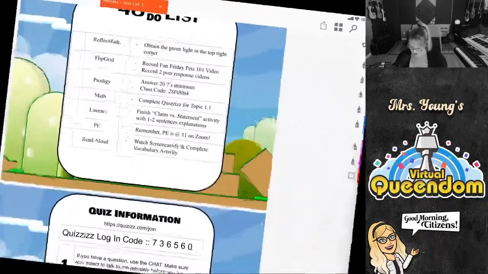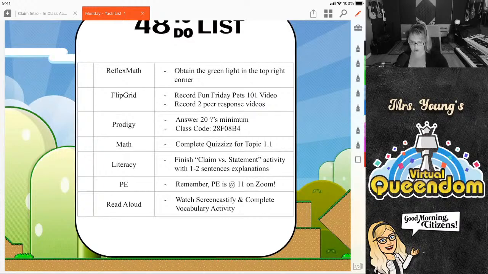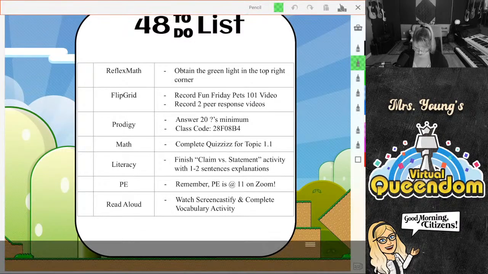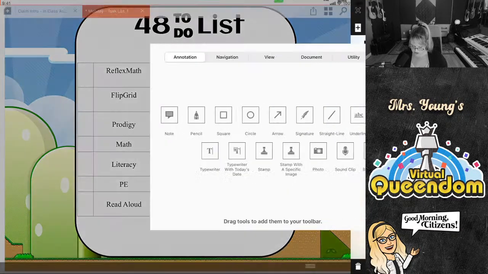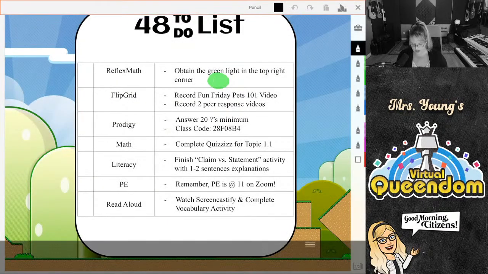There we go. All right, so at this point in the day, you should have most everything done. Today was a nice, simple day compared to our others. So today you need to be hitting that green light. Make sure you're hitting that green light. That should hypothetically already be done. Your Flipgrid should already be done. And remember, Miss Young goofed. That should say Discovery Quest.